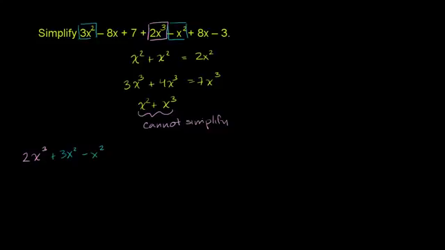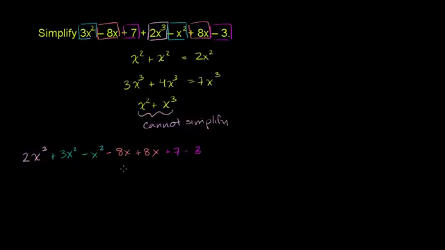Now let's worry about just the x to the first terms, or just the x terms. You have a negative 8x term right over here, so let me write it over here, negative 8x. And then you have a positive 8x term right over here, so positive 8x. And then finally, let's look at the constant terms. You could view those as times x to the 0th power. The constant terms are a positive 7 over here, so plus 7, and then you have a negative 3.